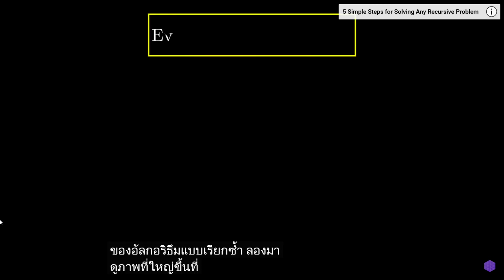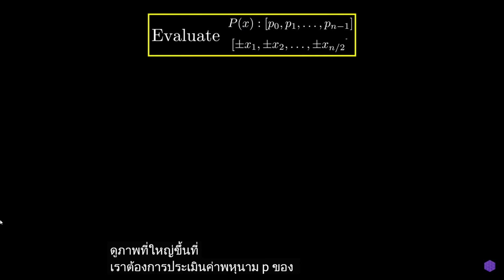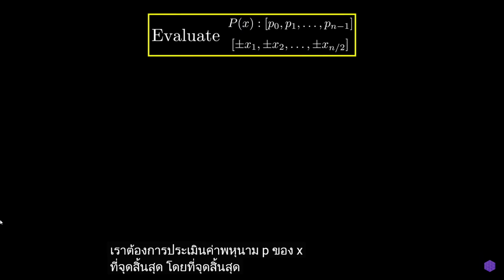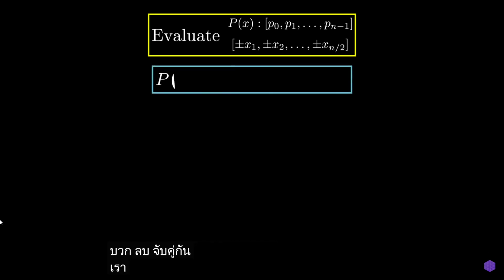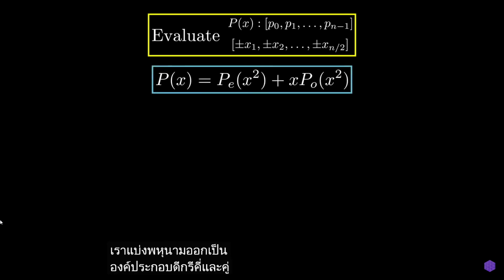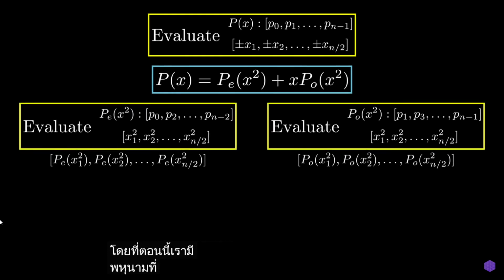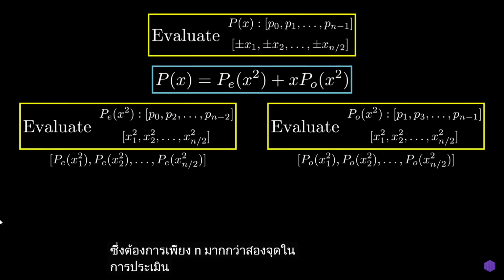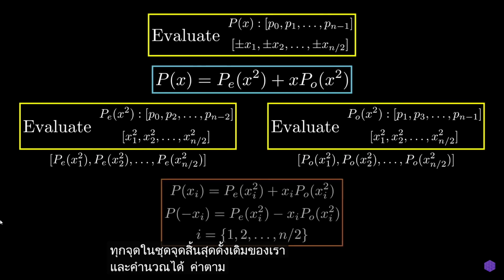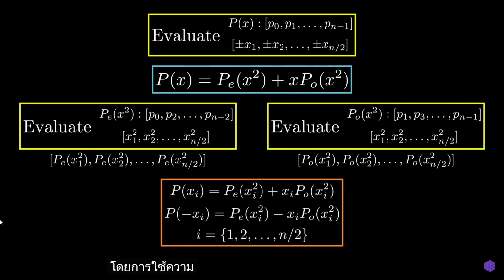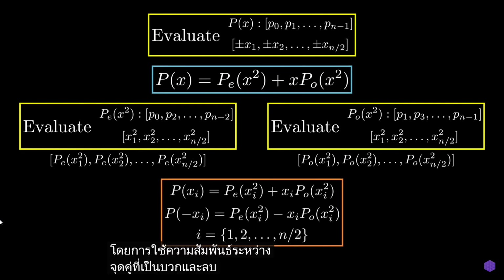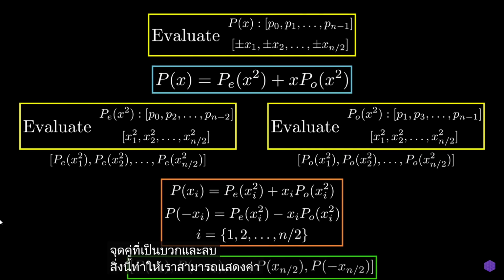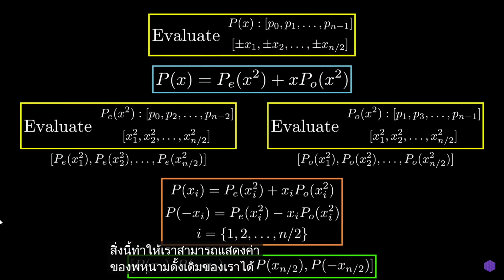Let's take a look at the bigger picture. We want to evaluate a polynomial p of x at n points, where the n points are positive negative paired. We split the polynomial into odd and even degree components, where we now have 2 simpler polynomials of degree n over 2 minus 1 that only need n over 2 points to evaluate. Once we recursively evaluate these smaller polynomials, we can then go through every point in our original set of n points and calculate the respective values by utilizing the relationship between the positive and negative paired points. This gives us the value representation of our original polynomial.